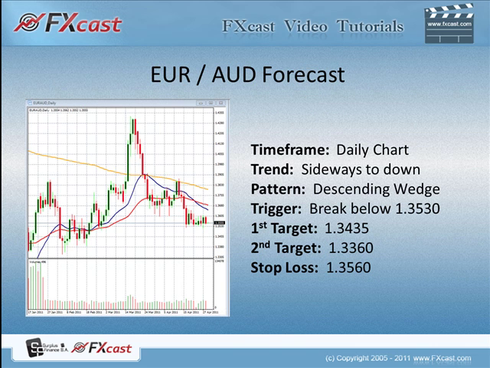So first up, we're going to look at the Euro Aussie. On the dollar chart, we see a potential trade here with a trend that is sideways to down. We have a descending wedge that we'll show you in a moment. So our trigger is going to be a break below 1.3530, with our first target being 1.3435. Our second target is 1.3360 with a stop loss of 1.3560. So let's pull up the charts and take a look.